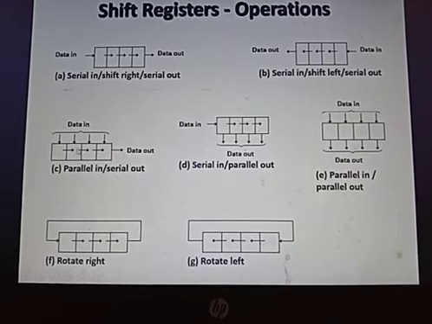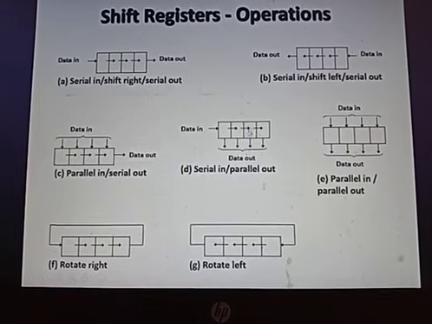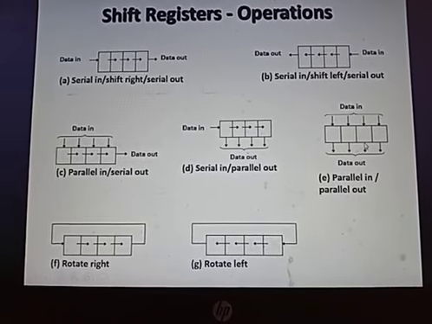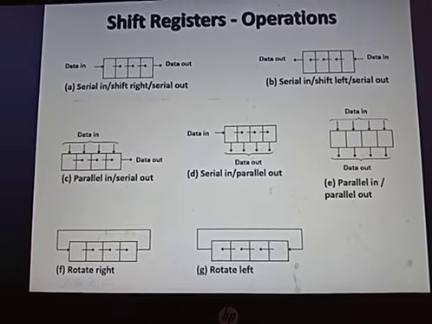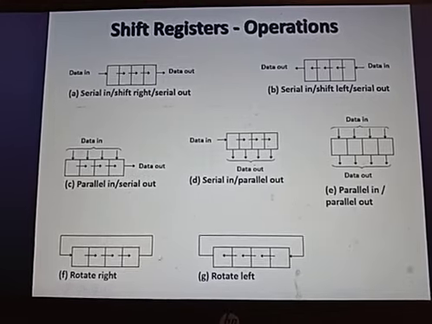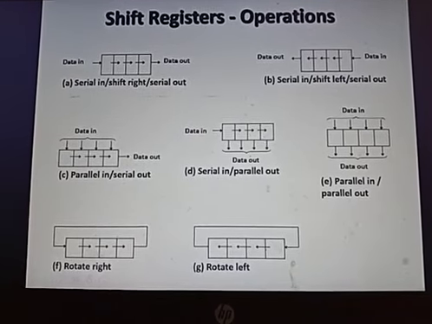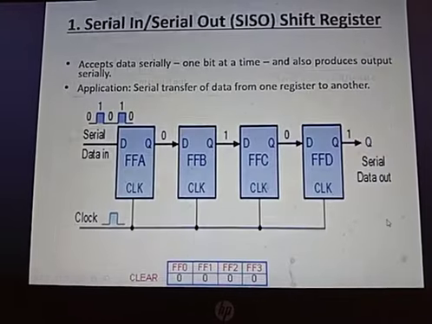And then similarly, this is parallel input and serial output. This is serial input and parallel output. This is parallel input and parallel output. And if you connect the output of the last flip flop to the input of the first flip flop, you can make the input data get rotated. So this is the rotate right operation and this is the rotate left operation.